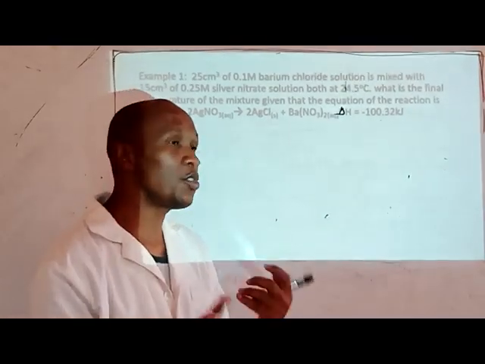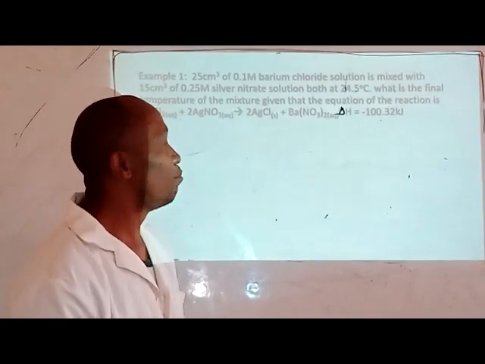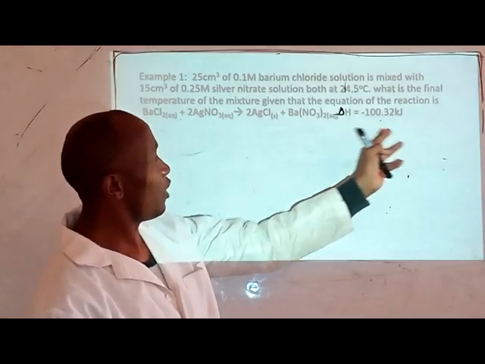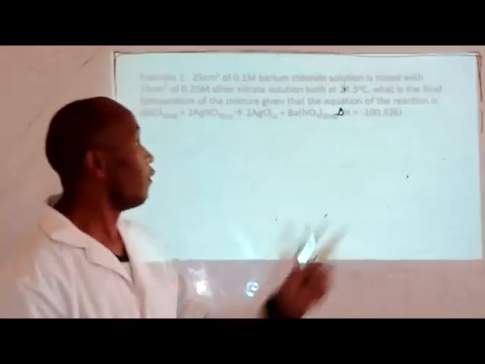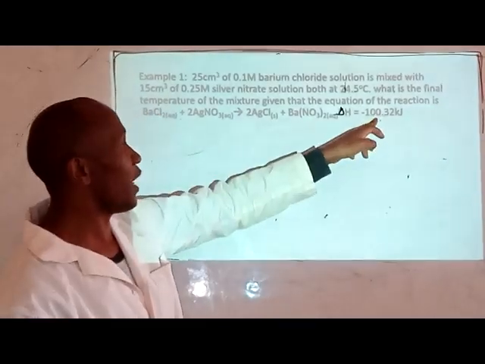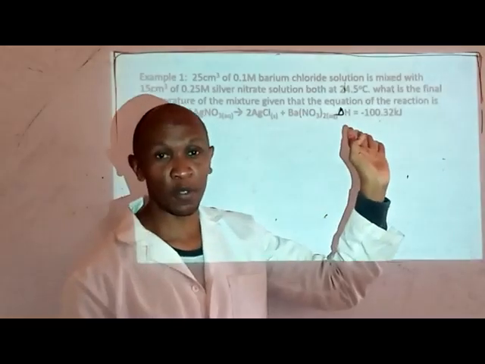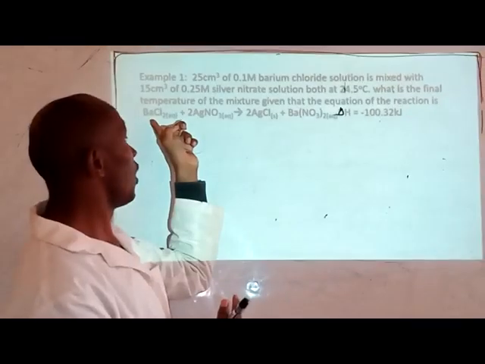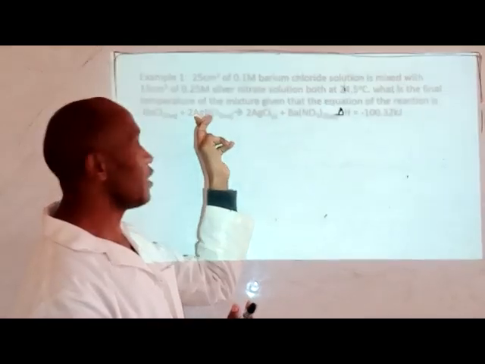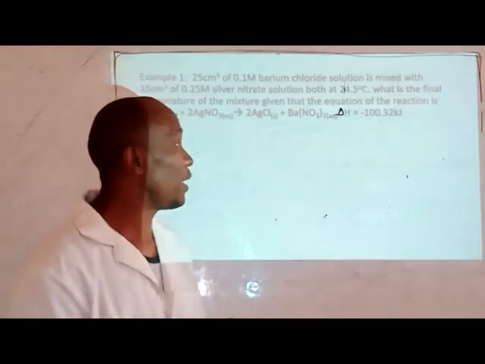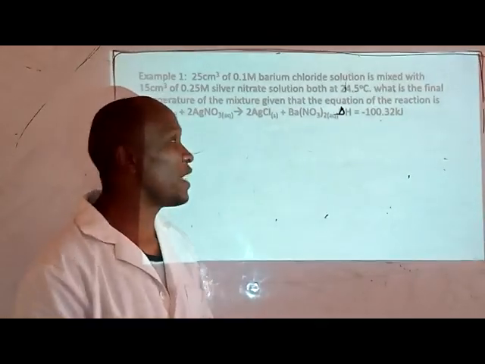Given that the equation of a reaction is that, and you don't have to be given the equation, you should be in a position to write balanced chemical equations. You're also given the enthalpy of that particular reaction. So let me note something about that. This is a thermochemical equation, as we have already said. What does it tell you? When 1 mole of barium chloride reacts with 2 moles of silver nitrate, it forms 2 moles of silver chloride and 1 mole of barium nitrate, then that amount of energy is produced.